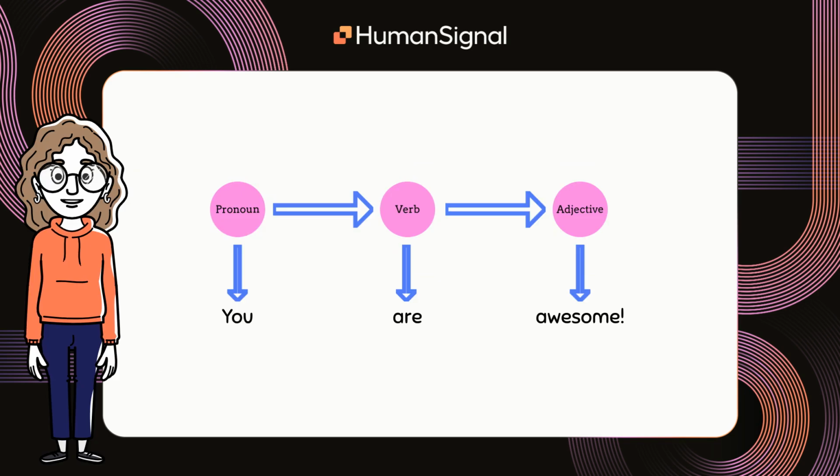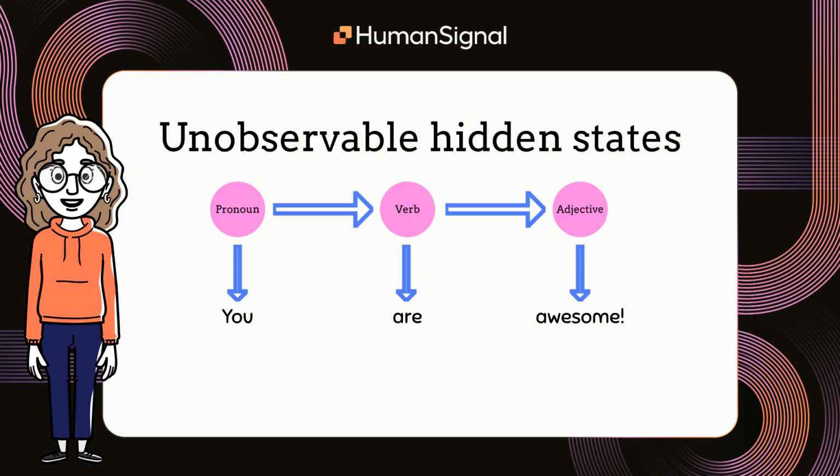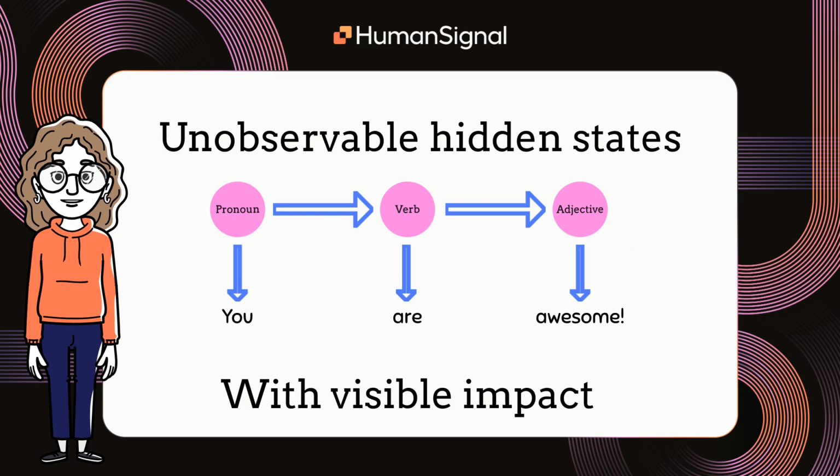Hidden Markov models allow us to model situations where the underlying states are not observable, but where there is an observable impact of the hidden state. From Jason's ice creams to parts of speech and more, HMMs are a powerful tool that especially impacted the early days of language modeling. That's all for this week.